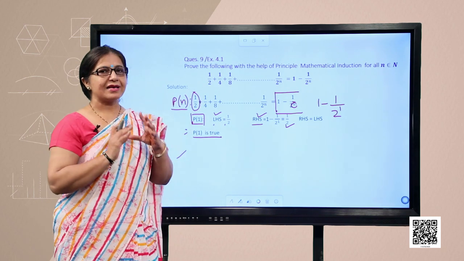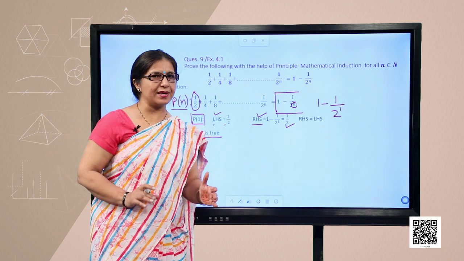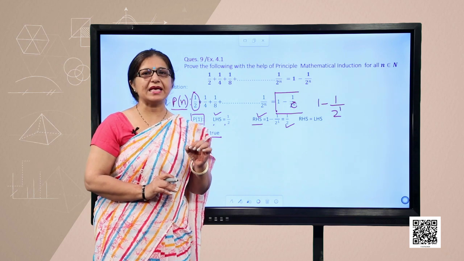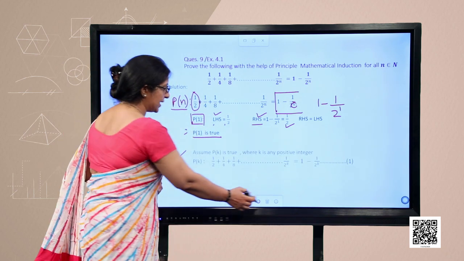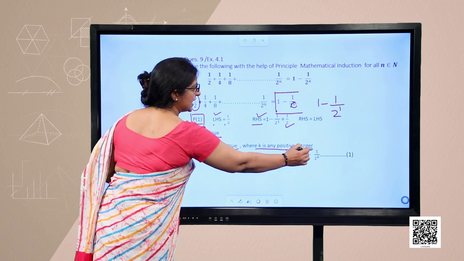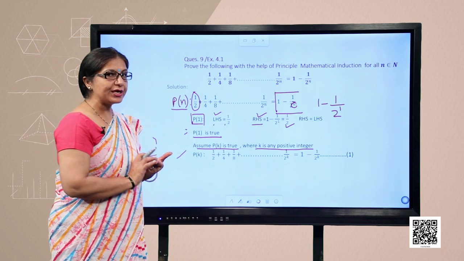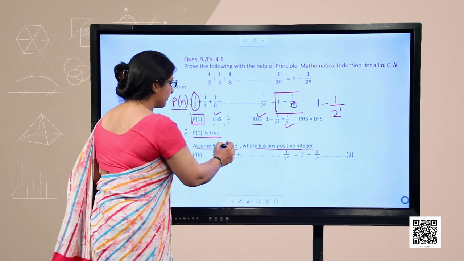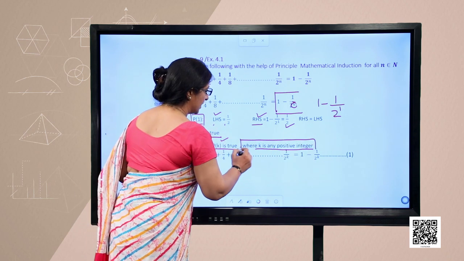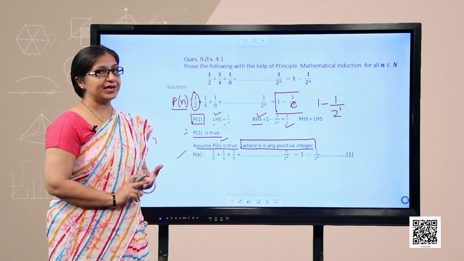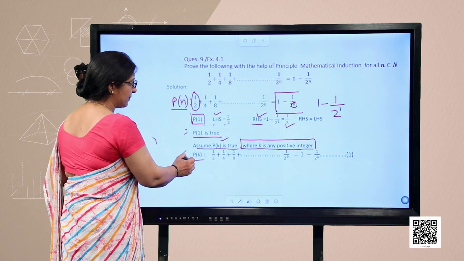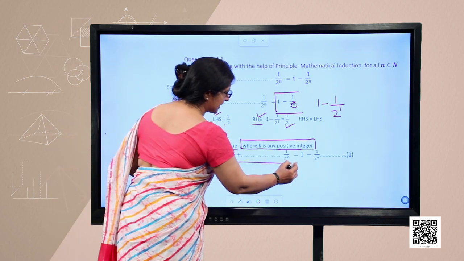Now, when the truth of P1 is established, the next step is to assume that PK is true. We will be assuming that PK is true where K is any positive integer. You need to remember these steps. Whenever we are writing PK is true, we need to mention that K should be a positive integer. It is not for negative integers.